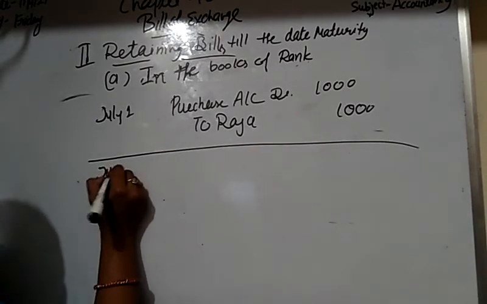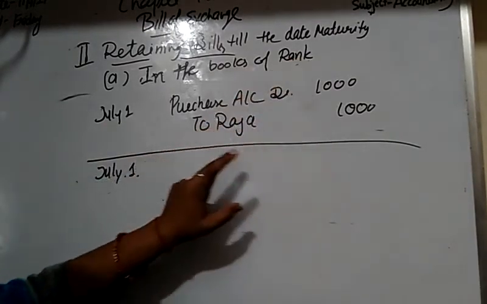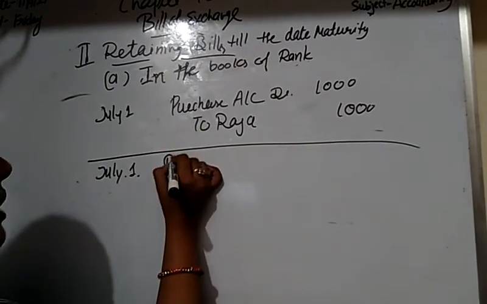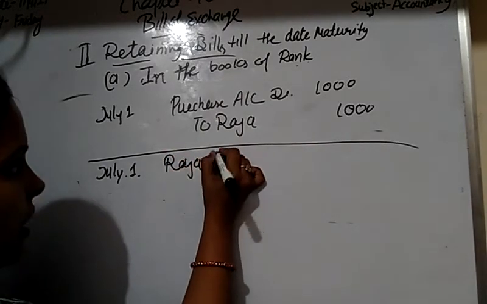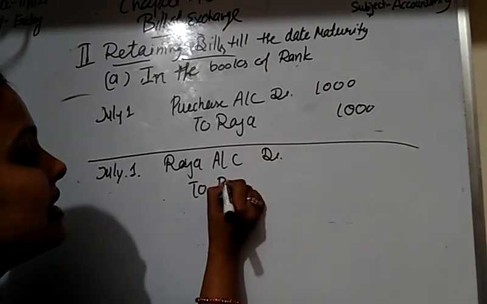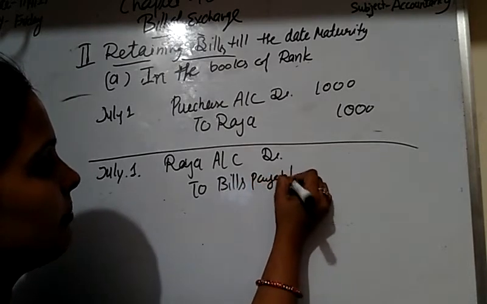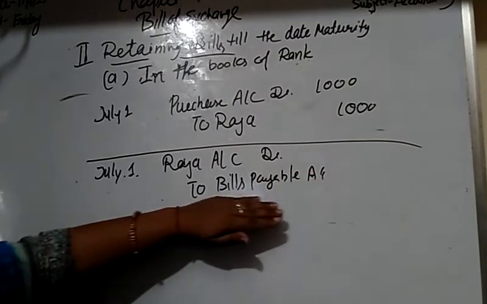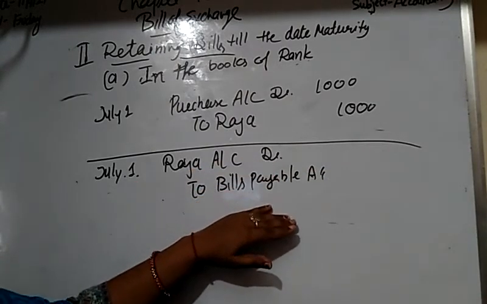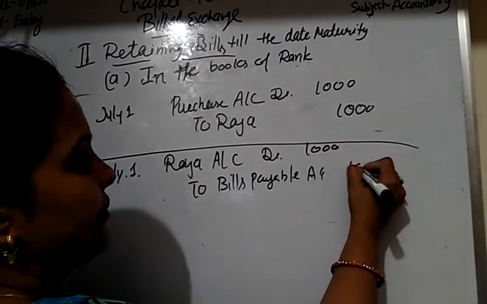So when goods are sold on 1st July, at the same date the bill is drawn upon the name of Rank. The journal entry is Raja account debit, because Raja received the bill. Raja account debit to bills payable account. Bills payable is given to Raja, in the books of Rank, and the amount is 1000 and 1000.